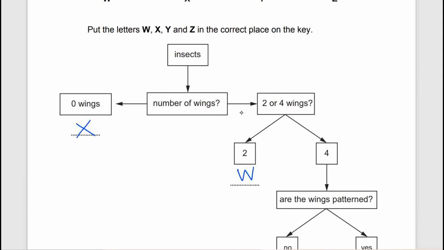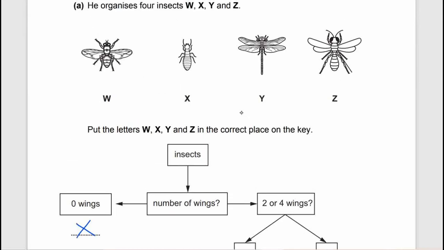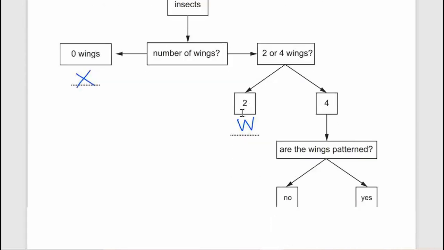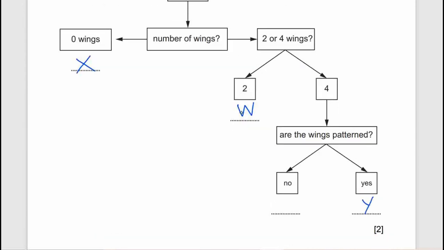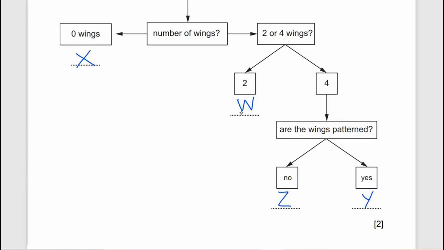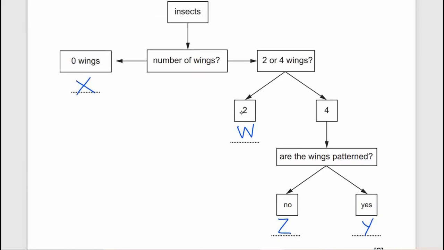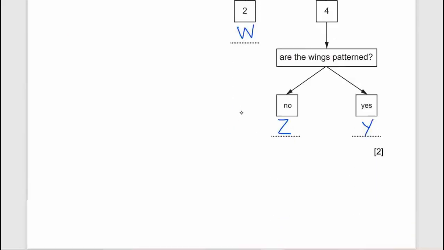And 4 wings are the wing patterns. The wings with patterns, this one with patterns. This is no pattern. So pattern will be Y, and this will be Z. That's it for question A.